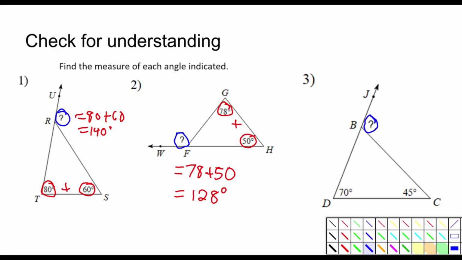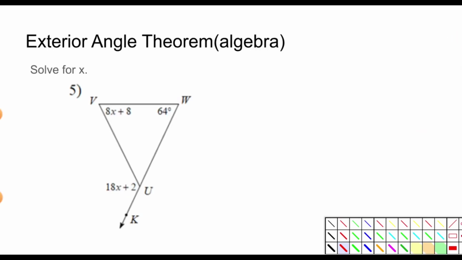Here's another exterior angle. This exterior angle is equal to the sum of these two angles. That's all you have to do. So you're saying I just have to add these up? Yes, that's all you have to do. So that angle is equal to 70 plus 45, which is 115 degrees. Game over. All right, let's wrap this up. Last problem.